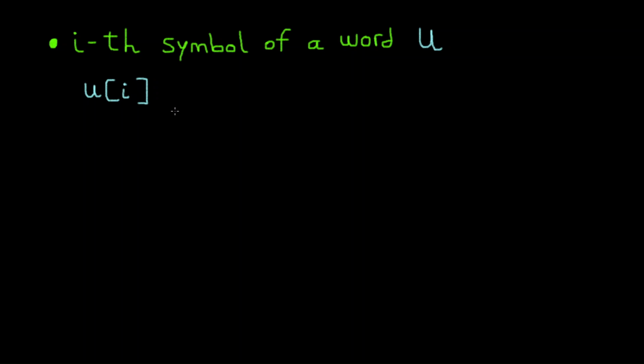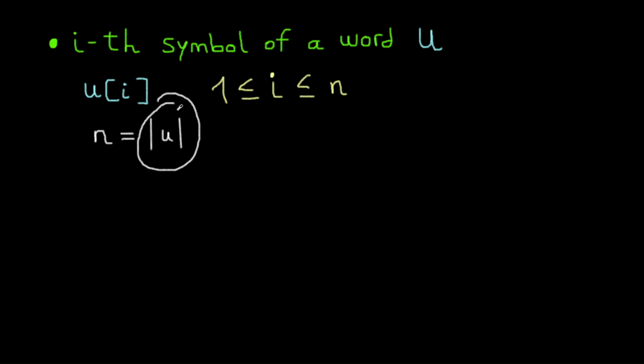What's important here is that in words, this index value i is between 1 and n, where n is the length of this word. By definition, n is the length of the word, in this case the word u. Remember that we represent the length of a given word in this way, as we already saw before. And so whenever we write an index here, it must be between 1 and n.